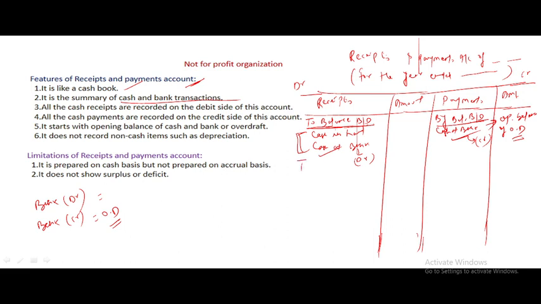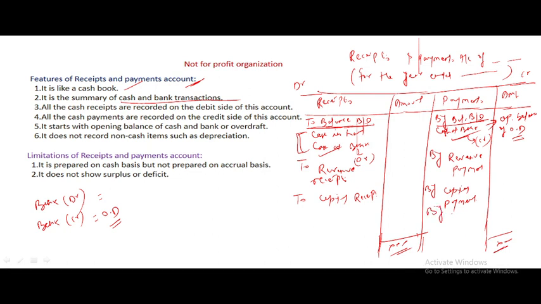Okay. Now all receipts are recorded on the debit side or receipt side. All receipts means revenue receipts are recorded here, and to capital receipts. And on the credit side, all payments are recorded. Payments are to revenue payments and by capital payments. Now you balance like a cash book.